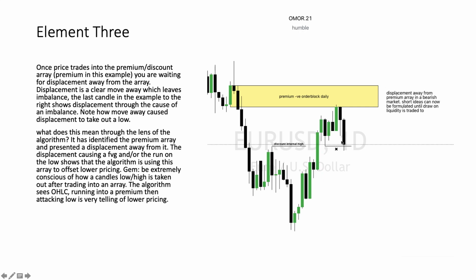What does a fair value gap show? Why is a fair value gap so significant in the displacement? Because the fair value gap is created when price moves away from an area fast. Now, why does the algorithm trade into a premium and then leave displacement showing a fast movement away from it? It shows that it's using this to frame the attack on the drawn liquidity. Otherwise, why would it be leaving a fair value gap or imbalance in the direction of it, right? That's the process that I have in my mind.